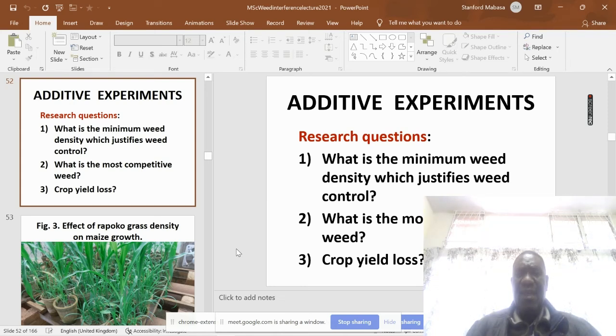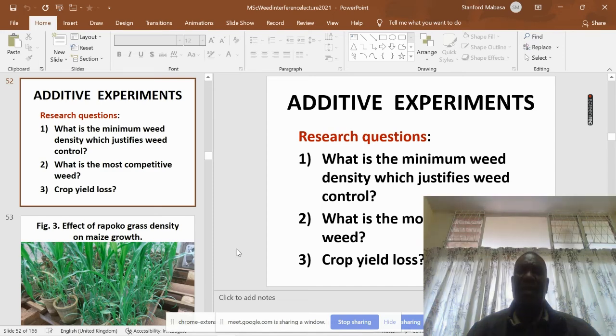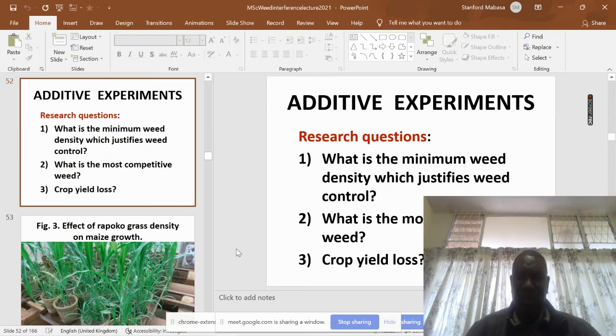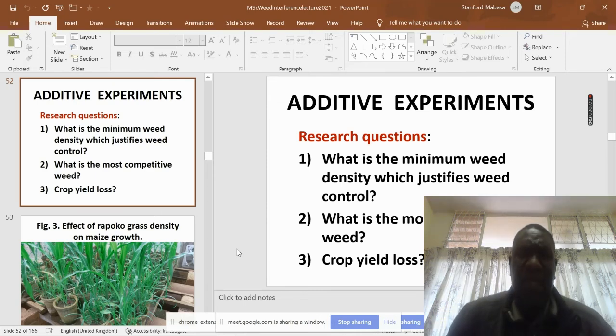The second question is, what is the most competitive weed? We know in our fields there are a number of weed species which invade the agricultural field. Do they have an equal status in terms of competition? And one final thing which is important is crop yield loss. Now, when we have weeds in the field, what kind of crop yield losses do we get?